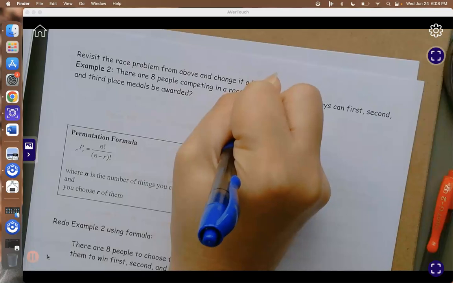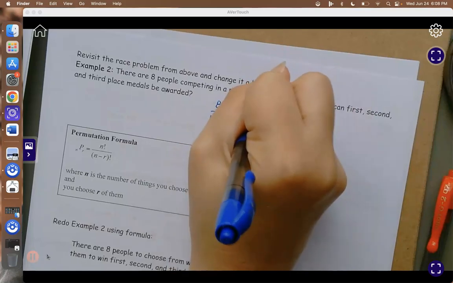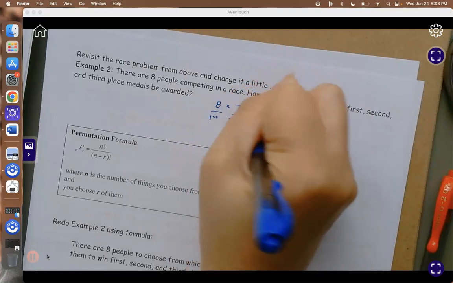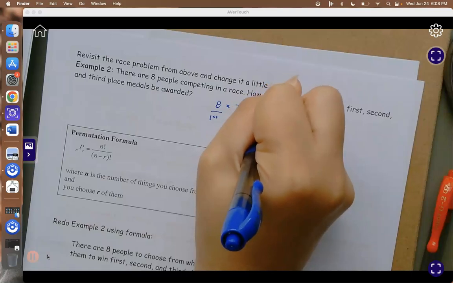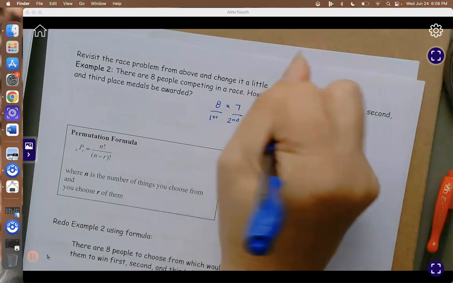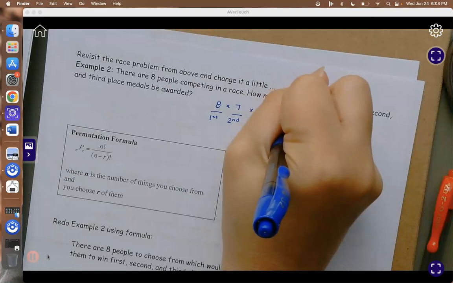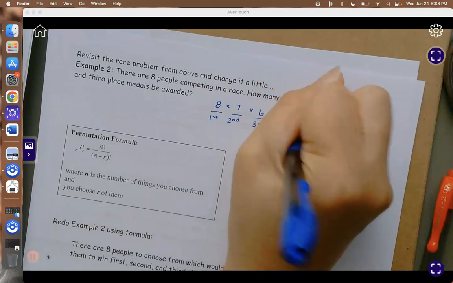This would be second. There would be 7 people to compete for that. And there would be 6 people to compete for third. 8 times 7 times 6 is 336.